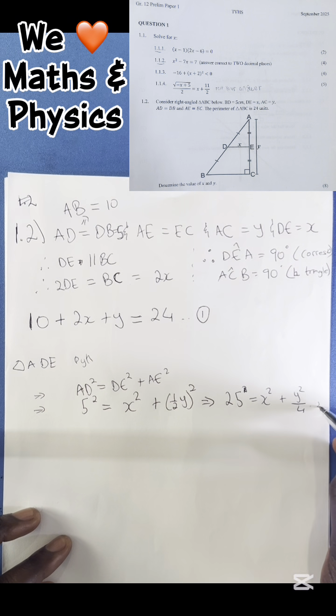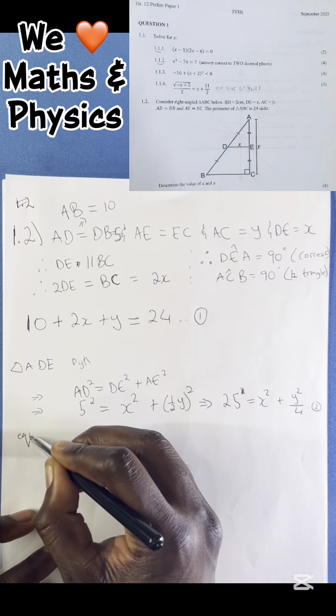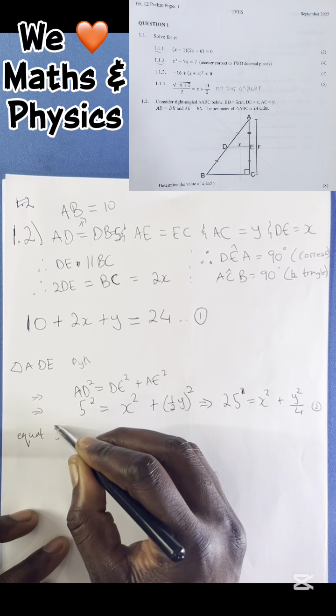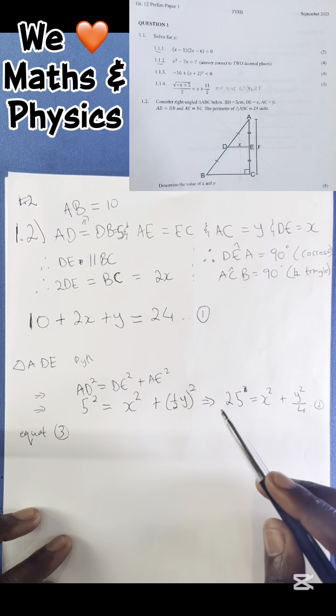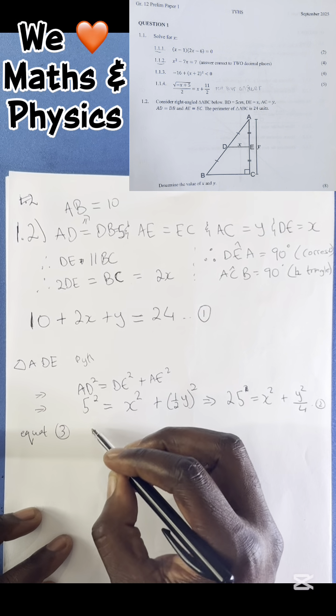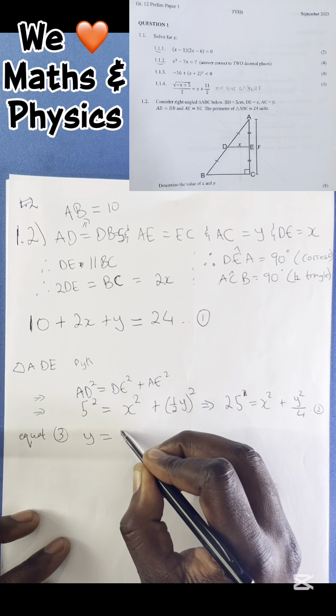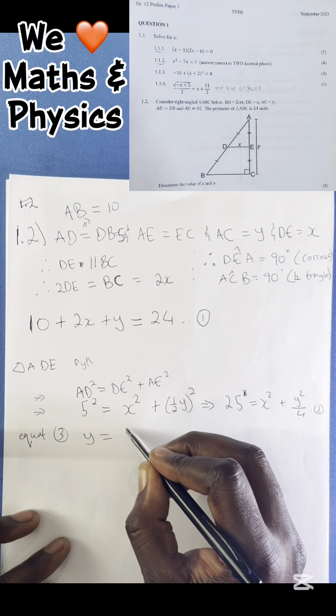So that is now equation 2. From equation 2, we can now formulate equation 3, which we can make either x or y the subject of the formula. So let's take equation 1 to make equation 3. So therefore y is equal to, and we're not going to skip any steps.